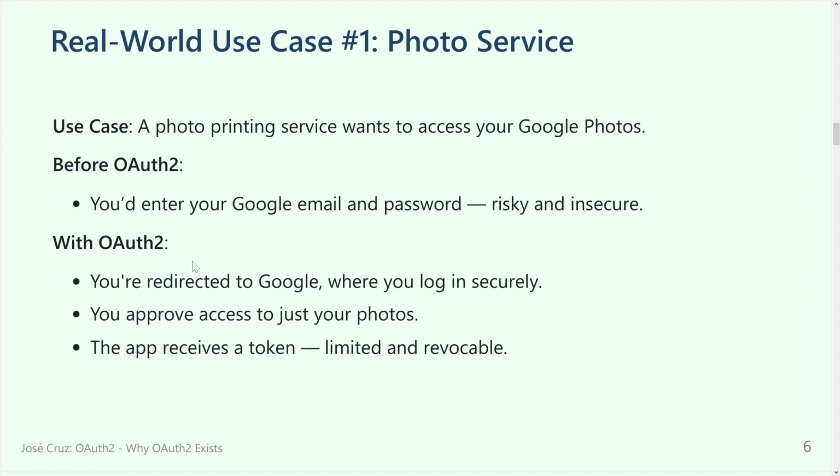You can only read or call APIs that accept that scope, which will be to read photos. So you are directed to Google, where you log in securely, you approve access to just your photos, and the app receives a token that is limited and, quite important, revocable. That's one of the advantages over using email and password. But you say, but I have to provide email and password. Yes, on Google, not on the printing service company. It's a completely different approach and more secure.